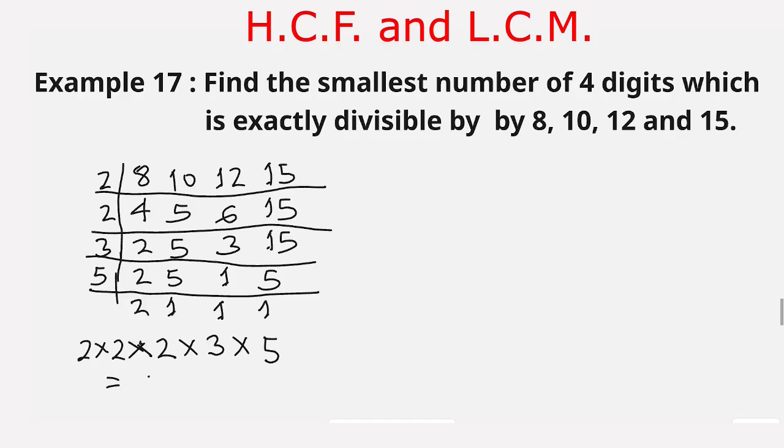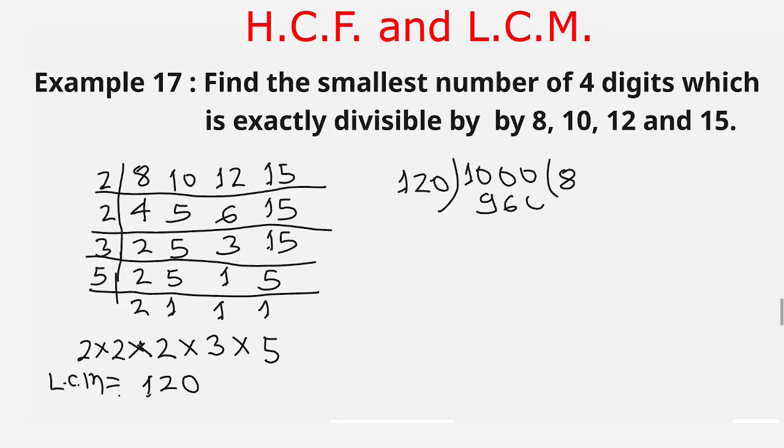So the LCM is 120. Now the smallest 4 digit number is 1000. We have to divide 1000 by 120. It divides 8 times. 120 times 8 is 960.